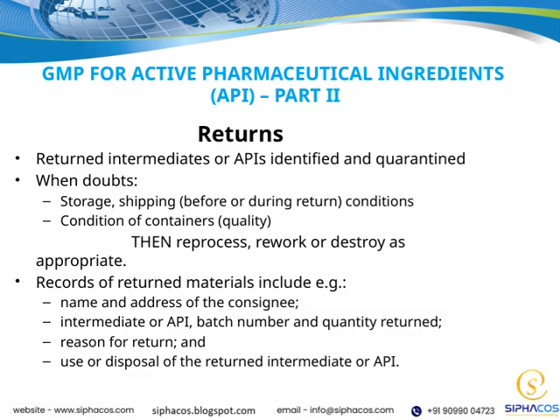and compliance. It's important to keep detailed records of all returned materials, including the name and address of the consignee, the specific intermediate or API, its batch number and quantity, the reason for the return, and whether it was used or disposed of. This process is a vital part of GMP for active pharmaceutical ingredients, as it helps maintain product integrity and patient safety throughout the entire supply chain.